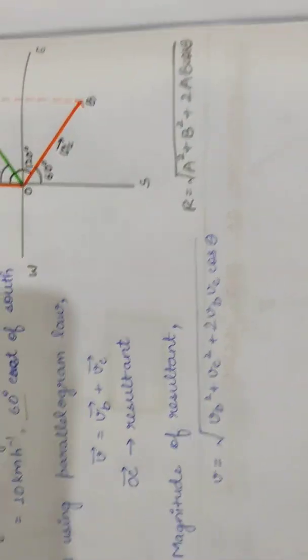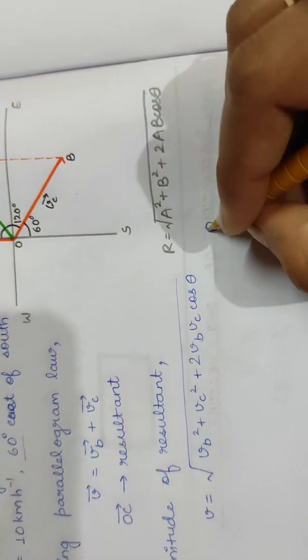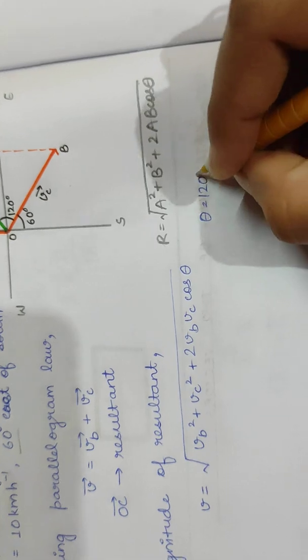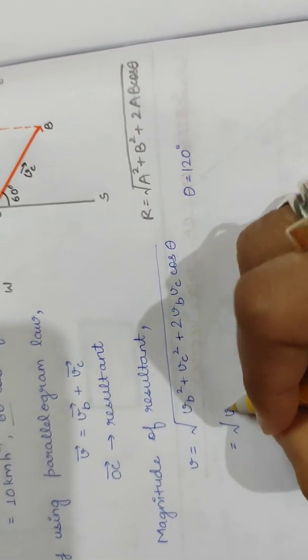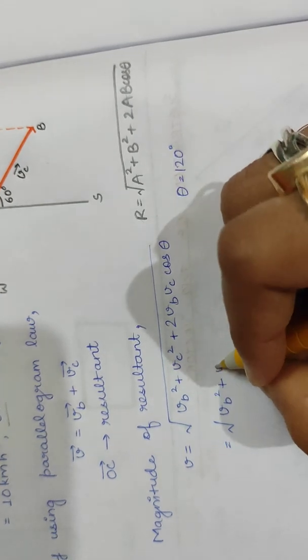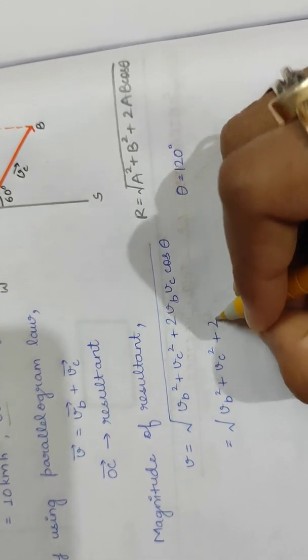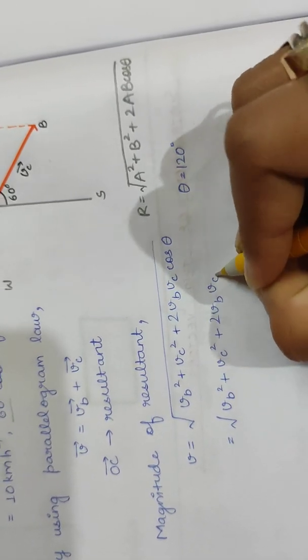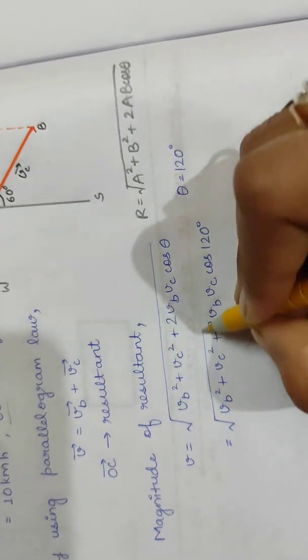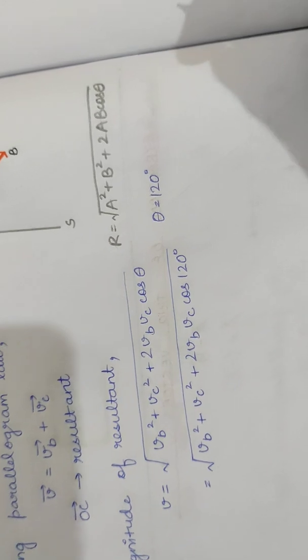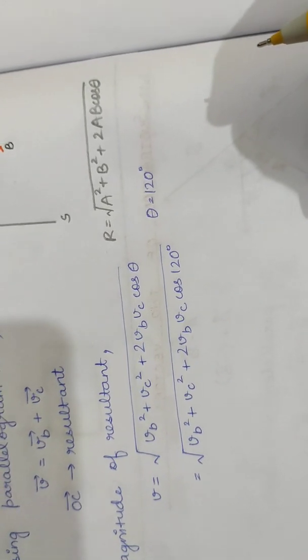So we will put this theta here. Theta is equal to 120 degree. So we will put the value here. It will give us VB square plus VC square plus 2 VB VC into cos of 120 degree. Now what is the value of cos 120 degree?